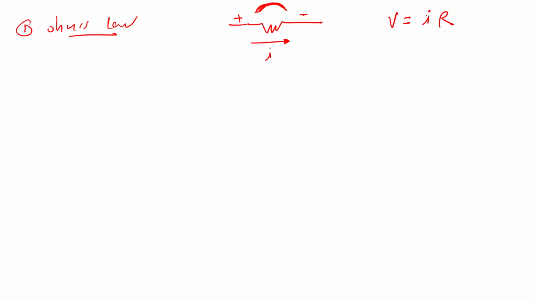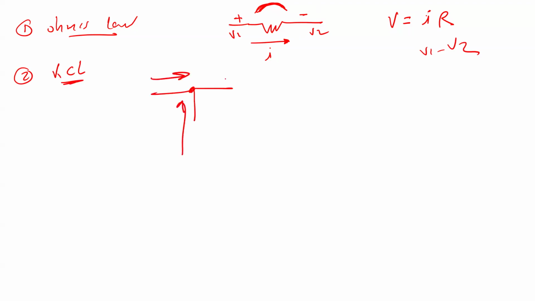And again, drop means the voltage here, V1 minus V2, because current always flows from the high voltage to the small voltage. Okay? This is Ohm's law. Number two, we have Kirchhoff's current law, very simple. For any node in the circuit, the amount of current input should equal the amount of current output.